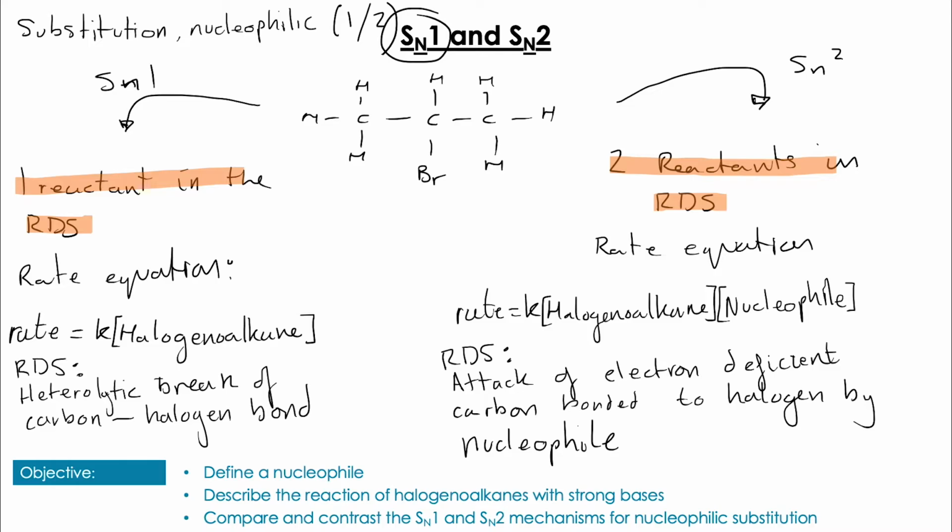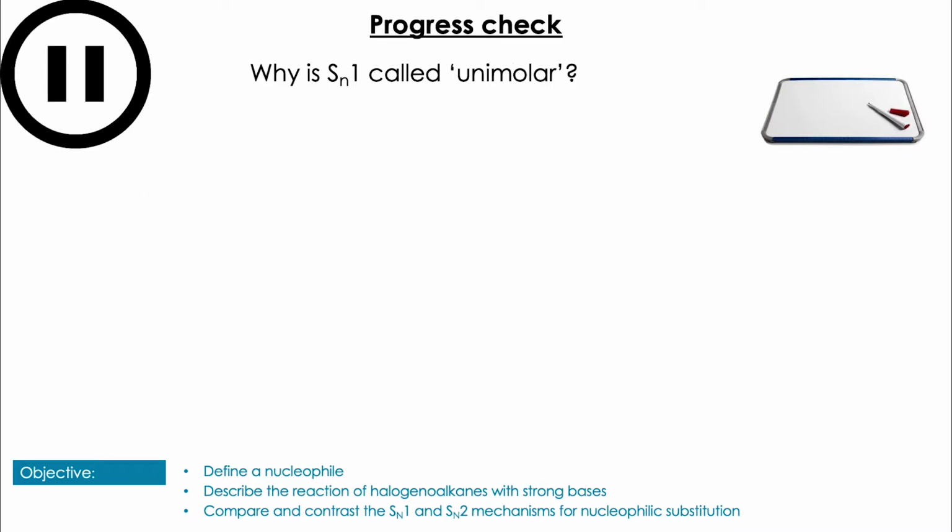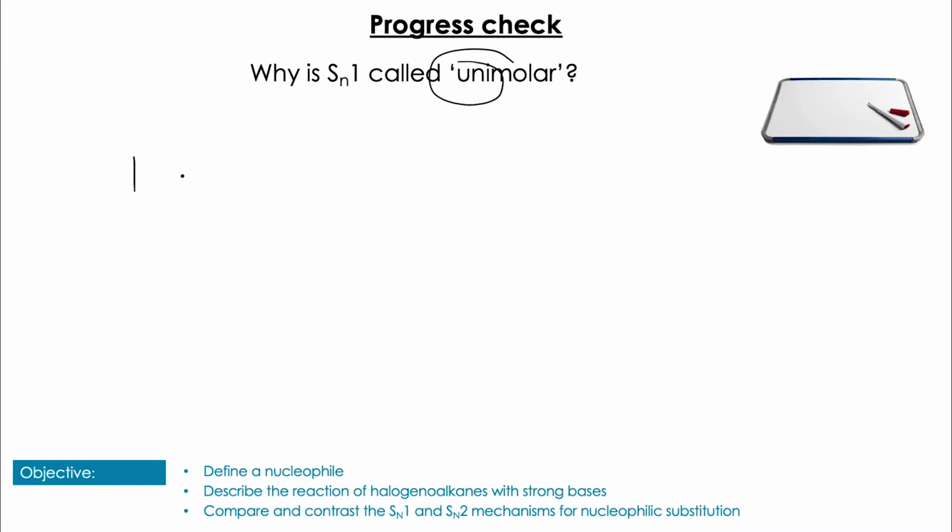So we're still yet to look at the mechanism, but I still think it's important that we have this kind of general understanding of the reaction. So let's do a couple of questions on it. First question, why is Sn1 called unimolecular? Pause the video. Pop them up. Yeah, indeed, the clue was in the name for this one: one reactant in the rate determining step.